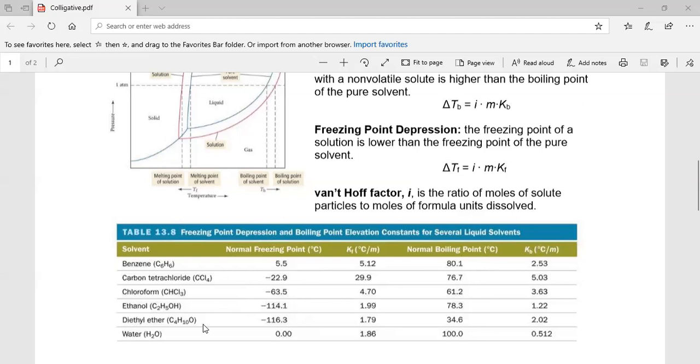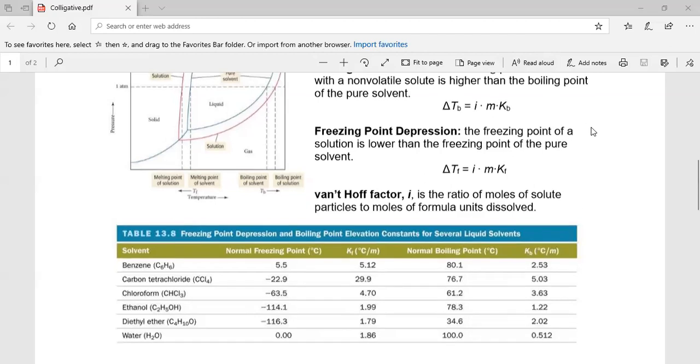So here we have some examples of different solvents. You definitely do not need to memorize any of these values. However, it's helpful to know the values for water, where the normal freezing point of water is 0 degrees Celsius and the normal boiling point of water is 100 degrees Celsius. But any of these other constants will be provided, or you have permission to look them up. So now we can switch over and do some examples applying these equations.